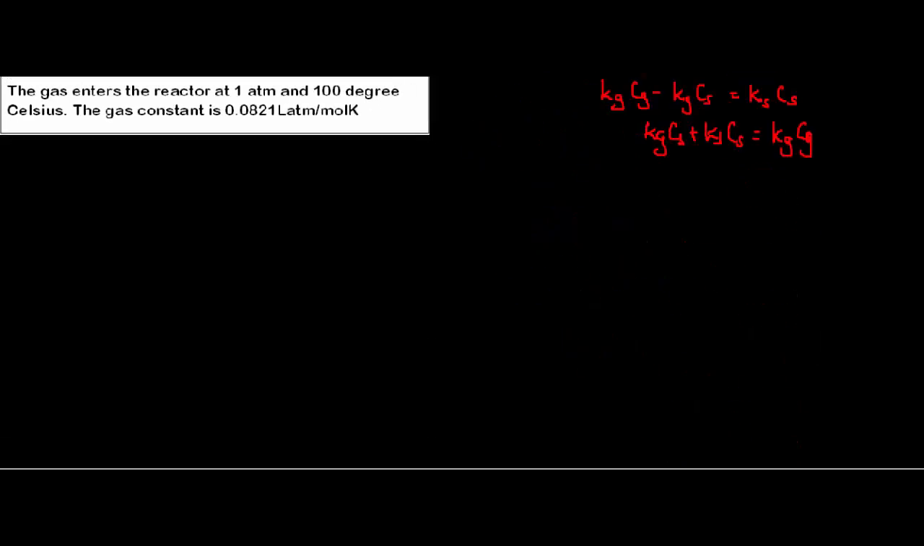Okay, so I can then say that Cs is equal to Kg Cg over Kg plus Ks. What I just simply did there was factorization. I just factorized and brought out Cs. That's all. Now, let's go back to the question.